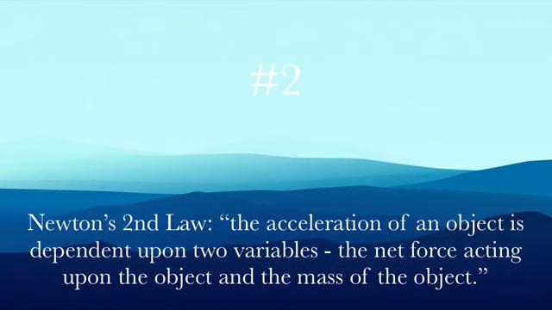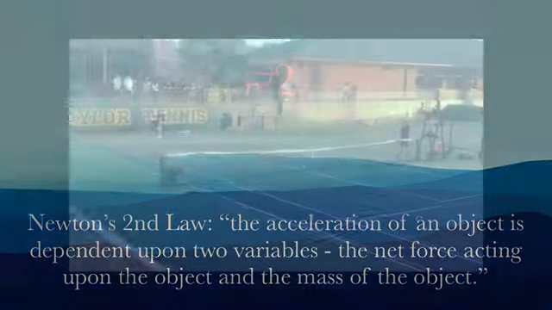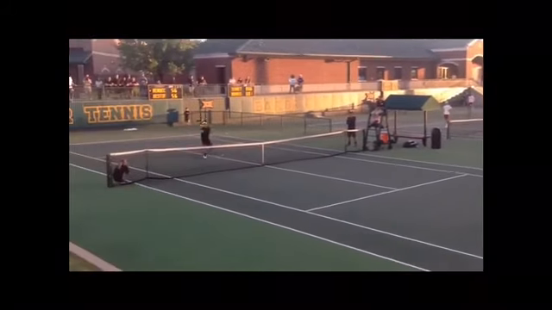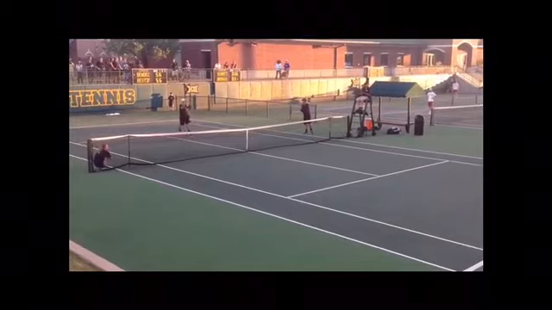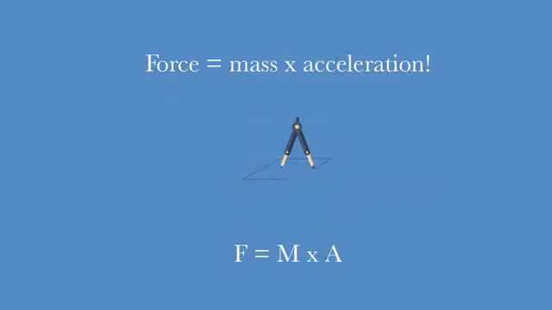Newton's second law states that the acceleration of an object is dependent upon 2 variables, the net force acting upon the object and the mass of the object. When in motion, the distance the tennis ball goes is dependent on the force you exert on it. You find it by multiplying the mass of the tennis ball by the proportional acceleration. The harder the force on the ball, the farther and faster it will go.